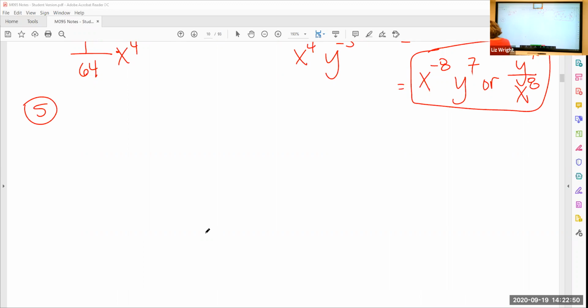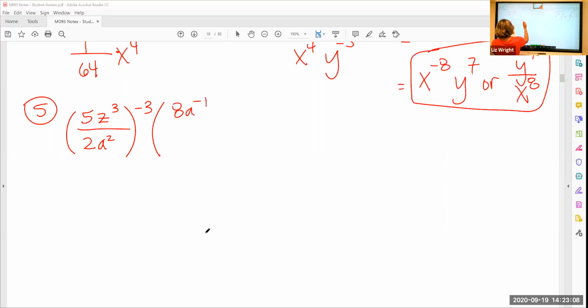This is one of the harder problems. So we've got 2 different quantities. We're going to take 5z to the 3rd all over 2a squared, and then it's going to be raised to the -3. And then we've got another quantity of 8a to the -1 all over 15z to the -2. And then we're going to raise that entire quantity to the -3.